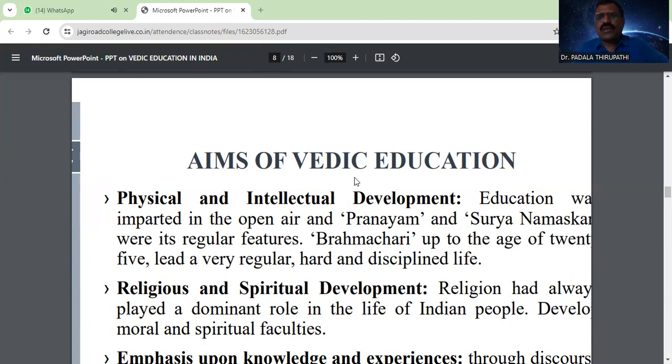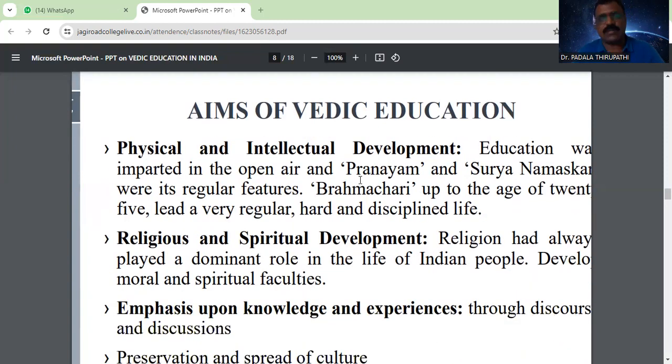Okay, good. So now we are going to discuss the aims of Vedic education. Remember the aims of education. Number one, physical and intellectual development. Education was imparted in the open air, and pranayama and Surya Namaskar were its regular features. The brahmachari, up to the age of 25, led a very regular, hard and disciplined life. Very harsh discipline was observed in the Vedic period, in the early Vedic period, in the Gurukul system.